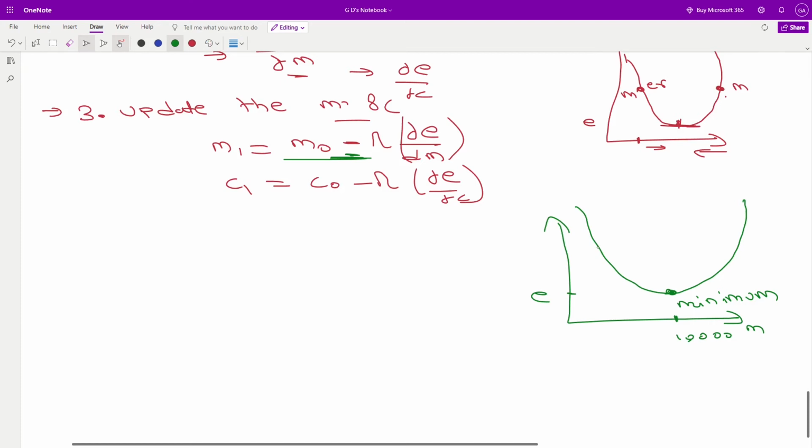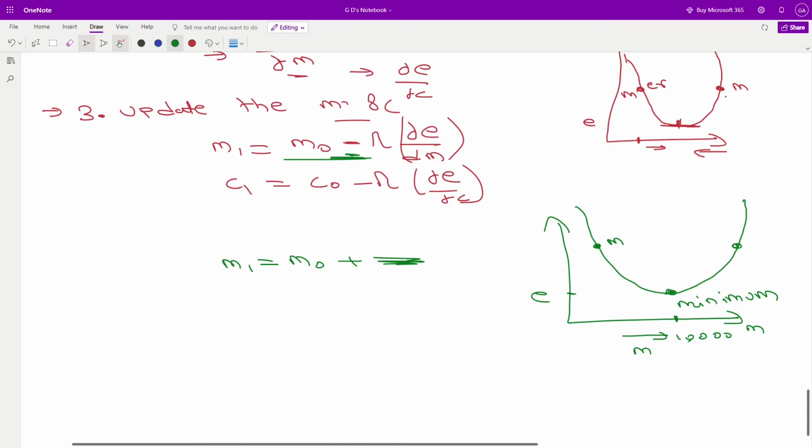Now, when your random m value is present here, I should increase my m value to reach the minimum point, right? So in order to increase my m value, I should use plus. Because I should increase my m value from the previous m value, the new m value should be the old m value plus something else. Then only are you reaching the minimum point.